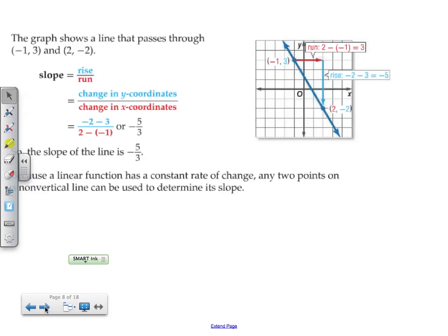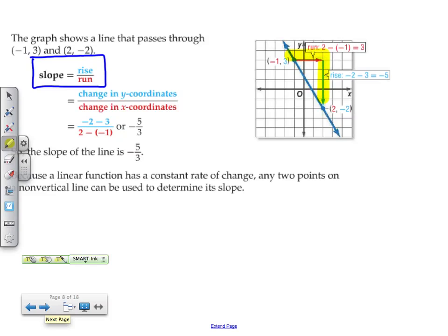All right. So slope is rise over run. Do you remember that from last year? So here we have our rise, which is how far we go up this way, right? And our run is how far we go that way. Rise is vertical, horizontal is the run.